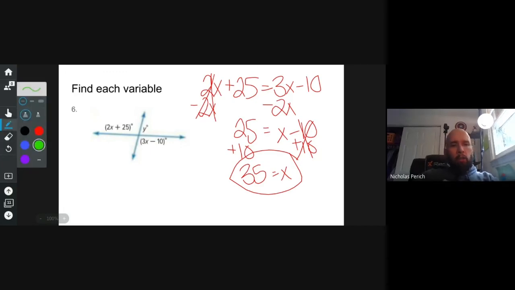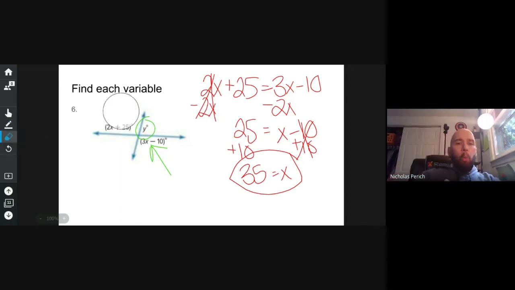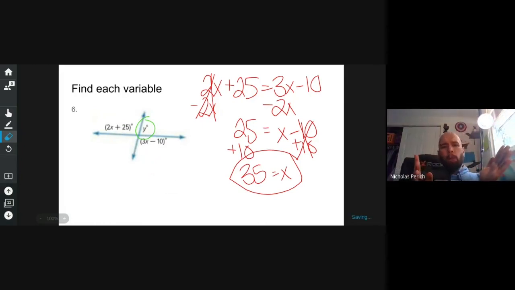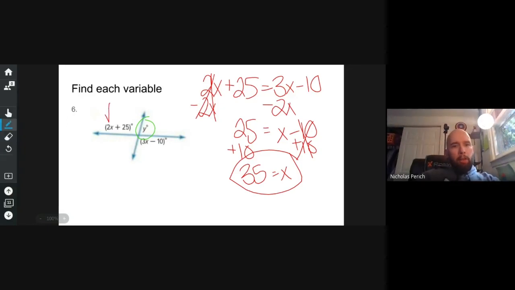No. But in order for me to find Y, I know that if I took Y and added either that guy or that guy, Y plus one of those arrows is going to equal 180 degrees. So I'm going to find one of these angles, so it will allow me to find Y. So why don't I take 35 and plug 35 into that X? That will give me 2 times 35, which is what?